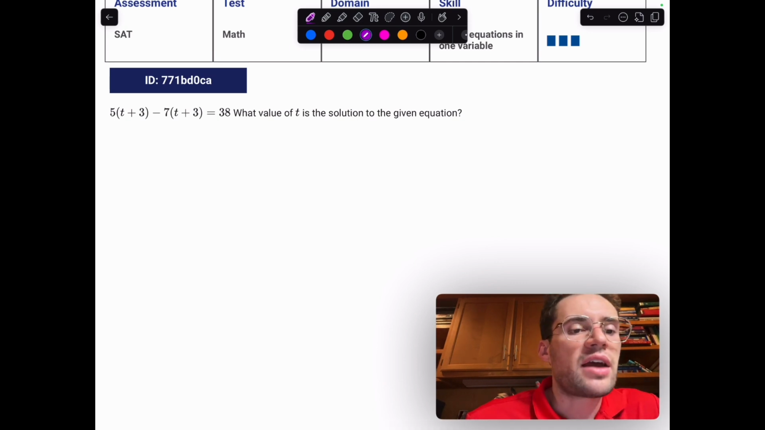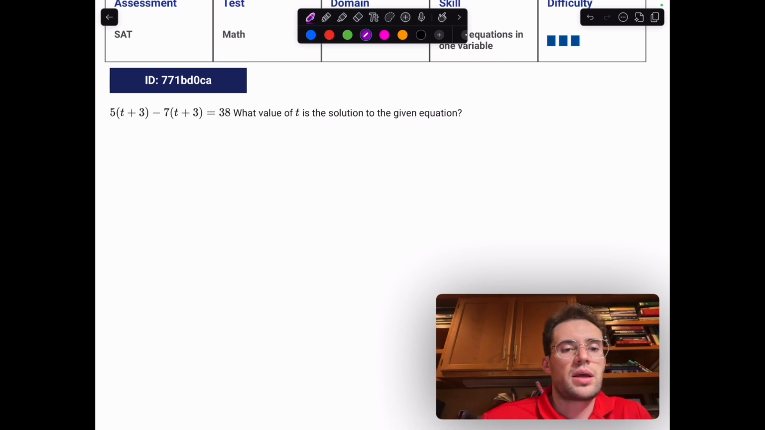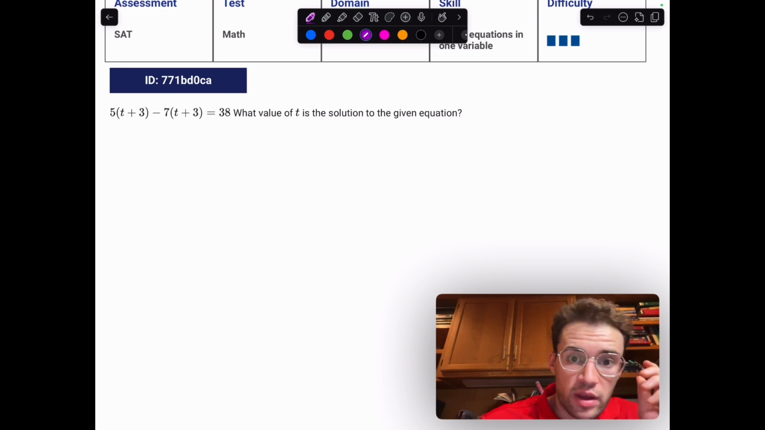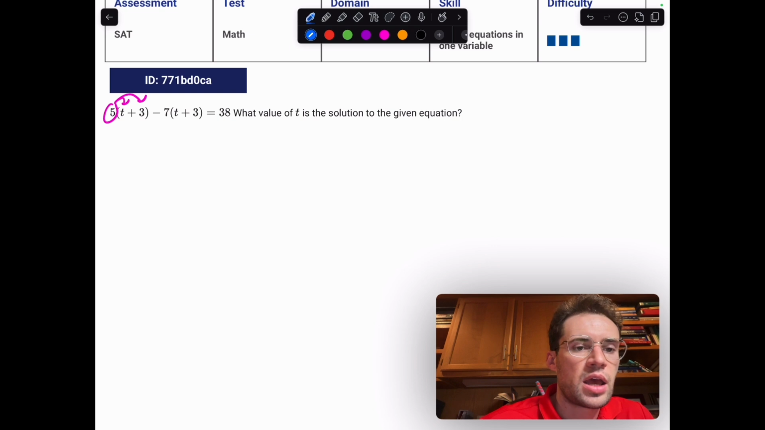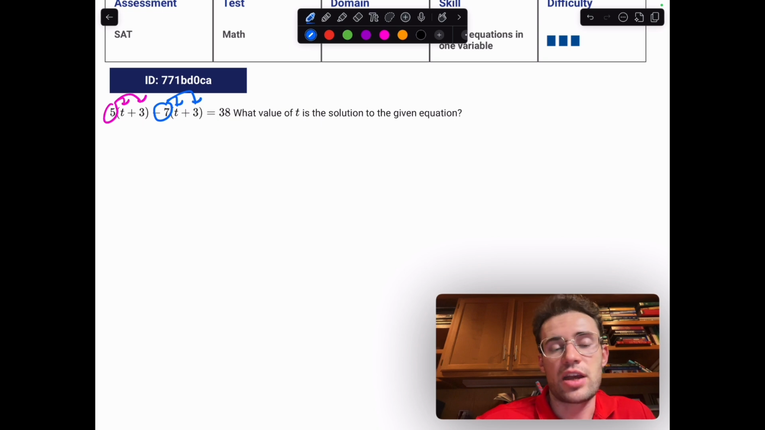Here we have 5 times the quantity t plus 3 minus 7 times the quantity t plus 3 equals 38. What value of t is the solution to the given equation? All right, so the key here is just when you distribute, because we're going to be distributing this 5 to the t and to the plus 3, and we're going to be distributing the negative 7 to both sides like that. Make sure that you distribute the negative as well as just the 7, because you're subtracting 7 times t, and you're subtracting 7 times 3.